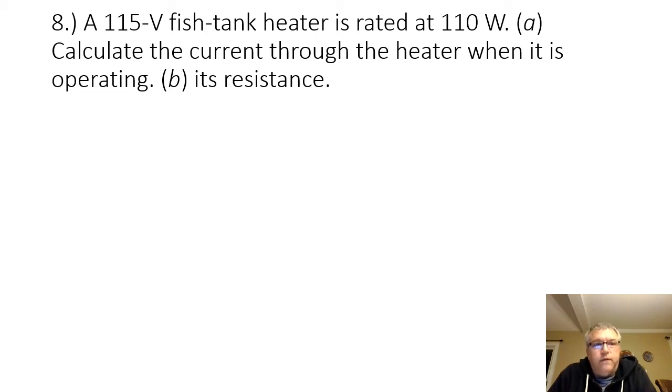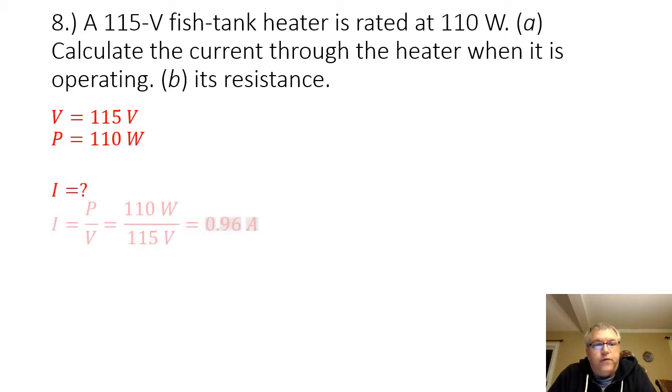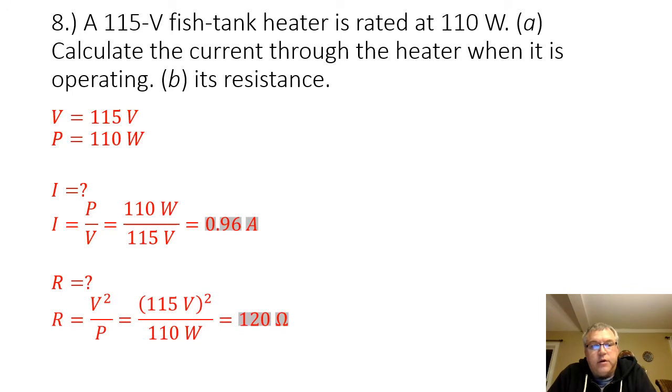We're given the voltage, 115 volts, and the power, 110 watts. To find the current, we are going to divide the power by the voltage. So 110 watts divided by 115 volts will give me 0.96 amps. To find the resistance, as we did in the previous problem, we're going to divide the voltage squared by the power. So 115 volts squared divided by 110 watts is going to give me 120 ohms.